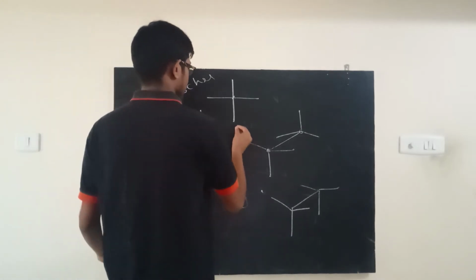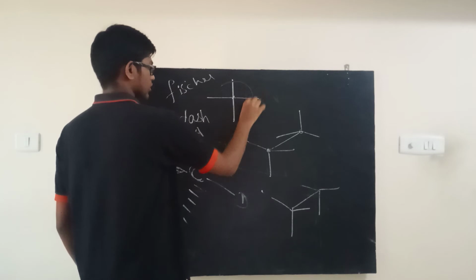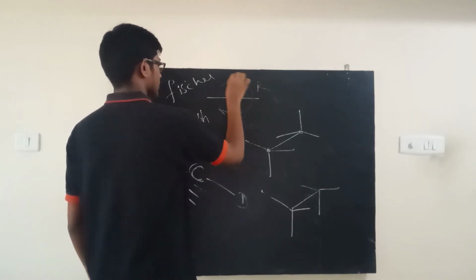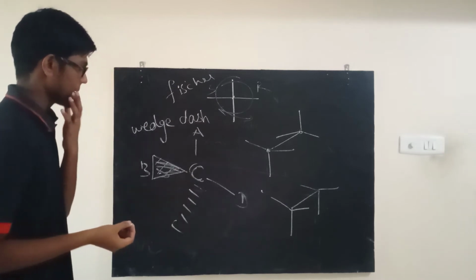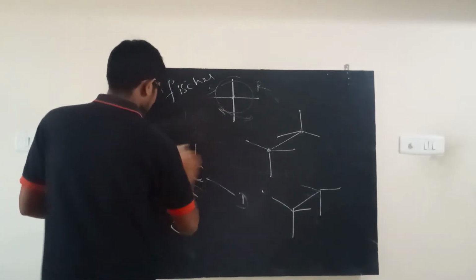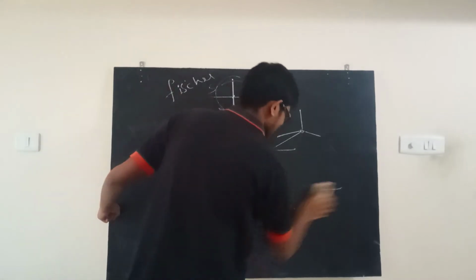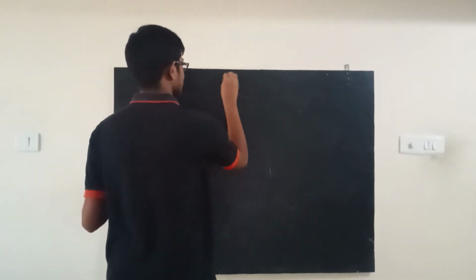Also remember, if you have your lowest priority group on the axial position, then if your priority order goes clockwise, it's R. If your priority order goes counterclockwise, it's S. So you want to remember that. That's stereochemistry, that's about it. Now let's actually get to what this video is about real quick, and that's the SN1 mechanism.